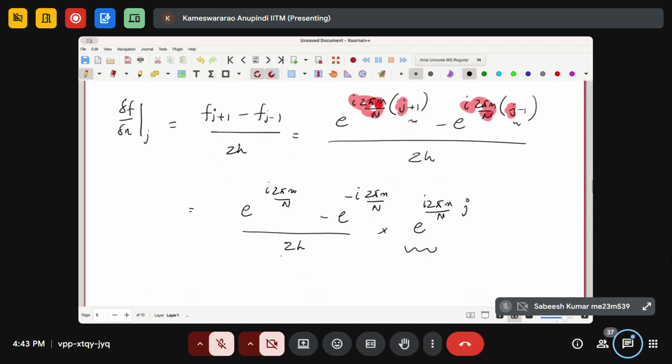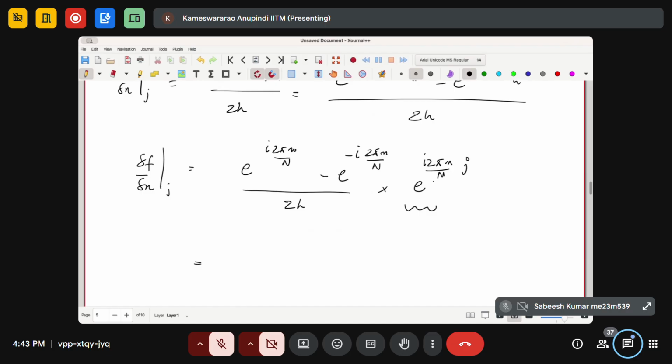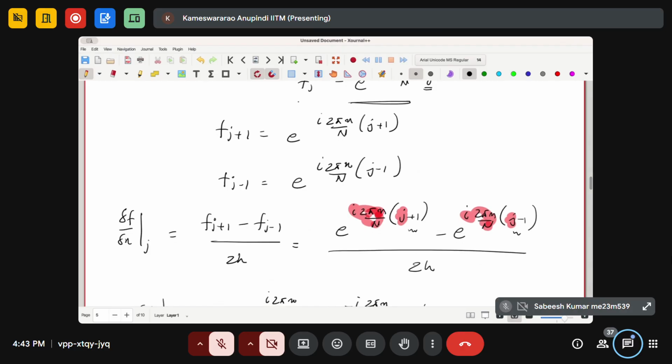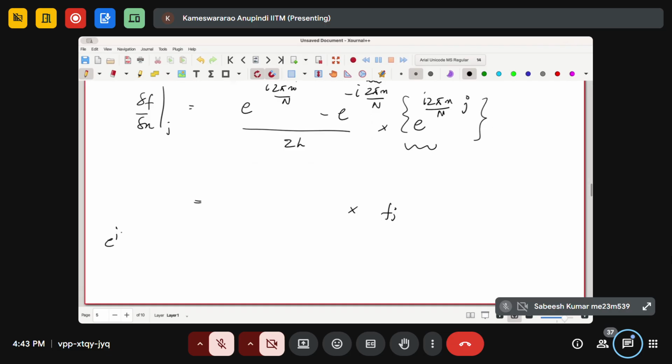Okay. Now, this is the numerical derivative, delta f by delta xj equals, okay, what is e to the power i 2 pi little n by capital N times j? It is nothing but fj, right? So this portion is fj, times what I have here, which is e to the power i theta minus e to the power minus i theta, right? E to the power i theta is nothing but cosine theta plus i sine theta, and e to the power minus i theta is nothing but cosine theta minus i sine theta.